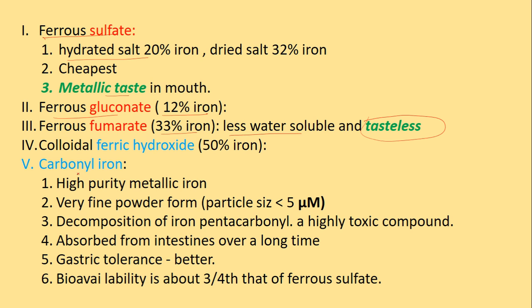There is one more form, that is carbonyl iron, which is a high purity metallic iron, and it is made up of very fine powder form. The particle size will be less than 5 micron, and the decomposition of iron pentacarbonyl is a highly toxic compound, and it is mainly absorbed from the intestine for a longer period of time, and the gastric tolerance in a patient is better, and bioavailability is about 3/4 of that of the ferrous sulfate.